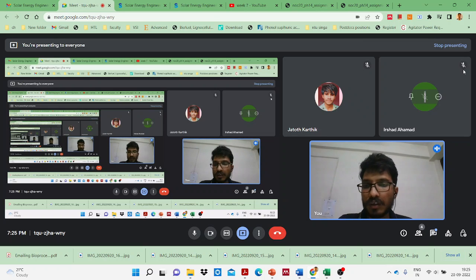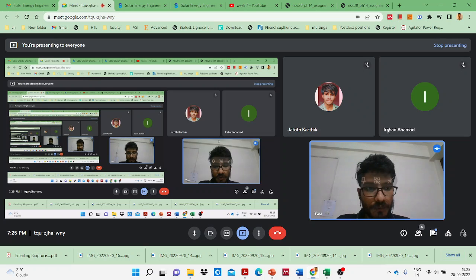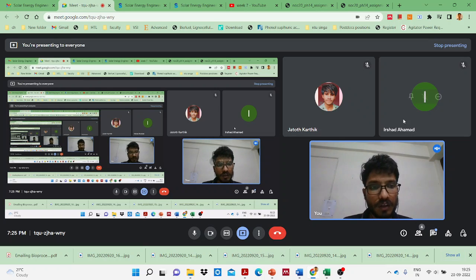We are solving a problem here on overall loss coefficient calculation for a solar system. We will take this solution directly by solving the problem, and I just wanted to know the steps you will follow to solve that problem. I'm sharing my screen. Please note down the problem, and let me know the steps you will follow to solve it. Is it okay, Irshad?